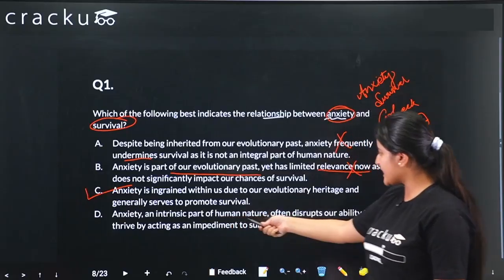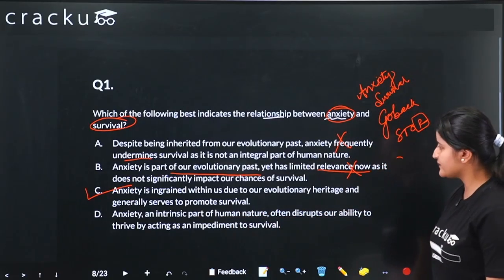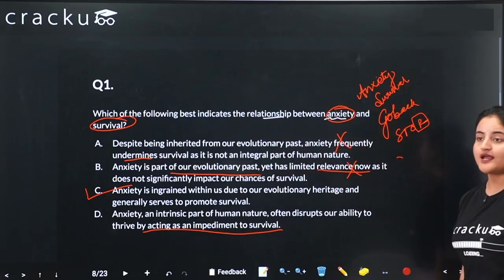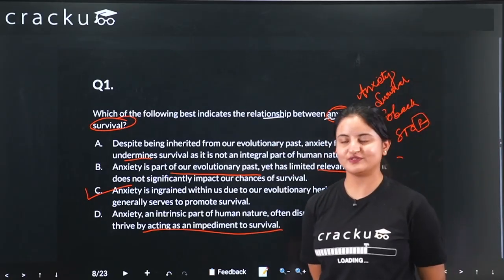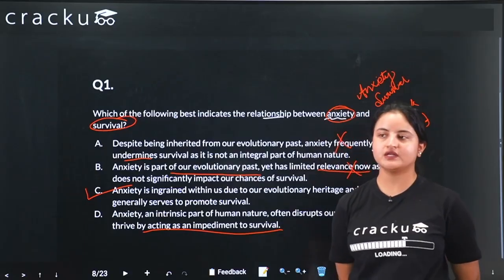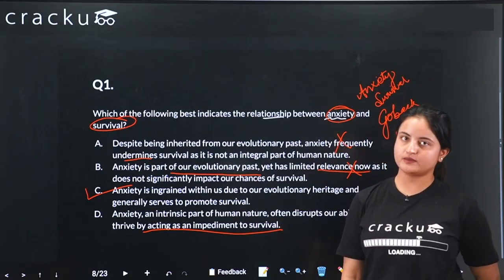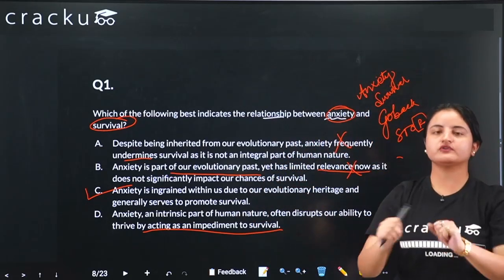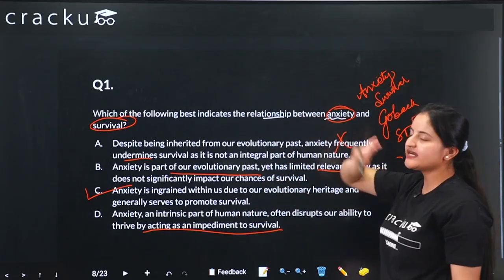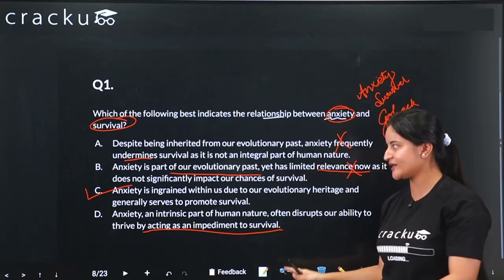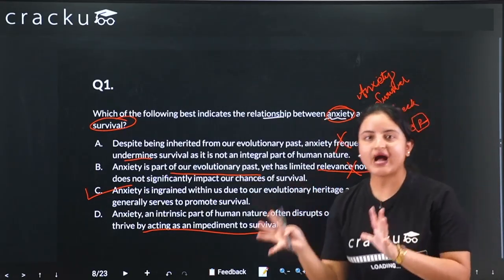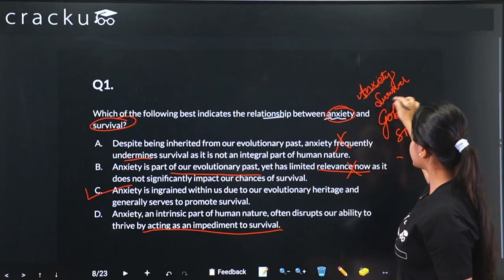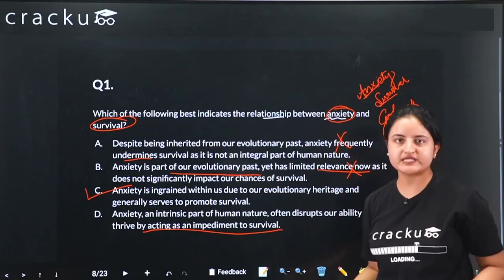Anxiety, an intrinsic part of human nature, often disrupts our ability to thrive by acting as an impediment to survival. Anxiety is not an impediment to survival. Anxiety helps survival. Anxiety disorder can be an impediment. That can be a challenge. So we have to keep that main point of the passage in mind. The author is saying anxiety is not bad. Anxiety disorder is. So C is the balanced, good choice. We can also go back and say that yes, anxiety helps survival. That is the basic relationship.